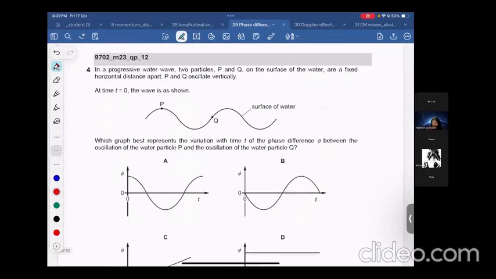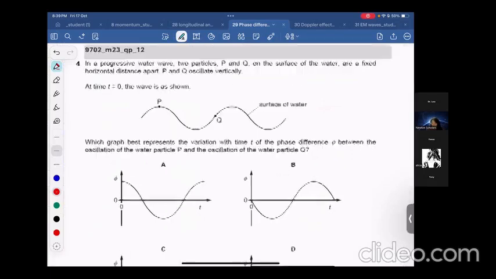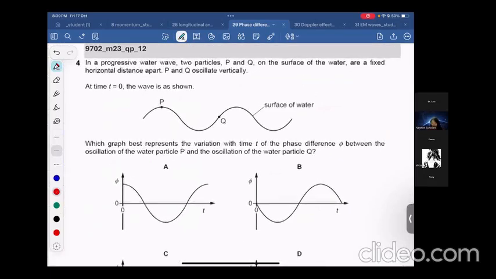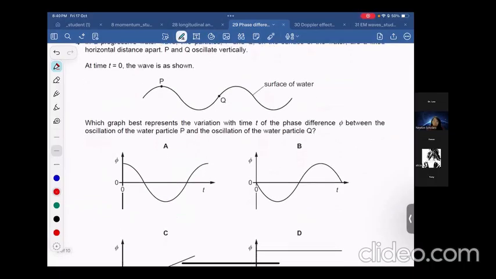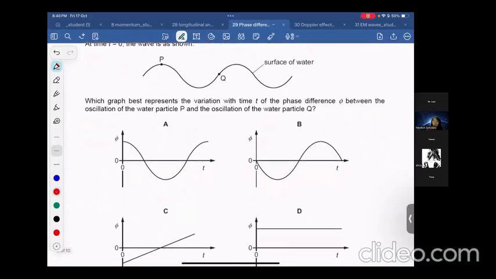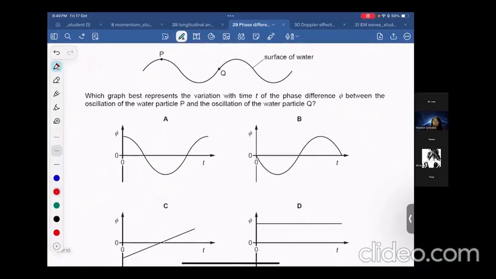In a progressive water wave, two particles P and Q on the surface of water are a fixed horizontal distance apart. P and Q oscillate vertically, up and down. At time t equals 0, this is the wave that is captured. Which graph best represents the variation with time t of the phase difference? So phase difference against t.